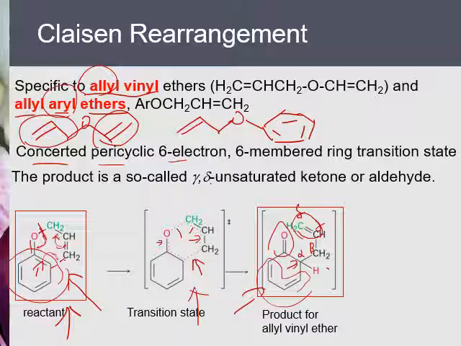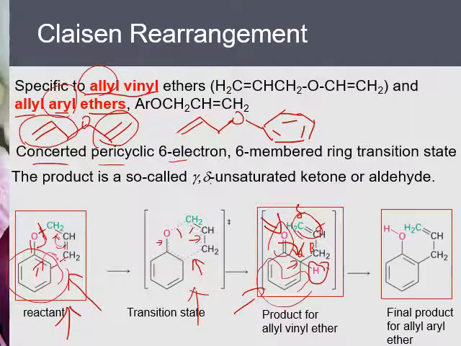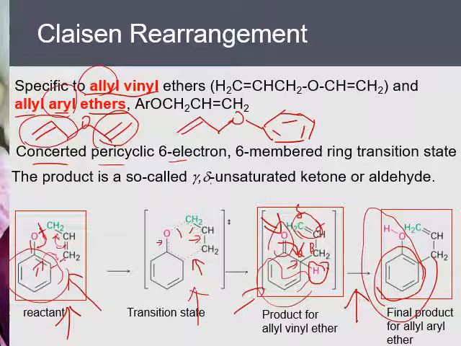This is not favorable. So in order to resume aromaticity, the product undergoes a hydride shift. This hydrogen goes to the oxygen, and the pi bond goes to this bond, forming a double bond, and that will resume aromaticity, and the product is actually a phenol. Note that this last step is specific to this case, to resume aromaticity. And here is the product from Claisen rearrangement, the gamma delta unsaturated ketone.